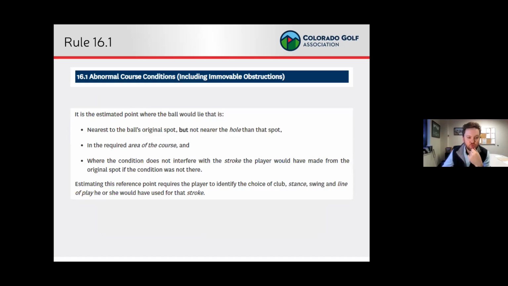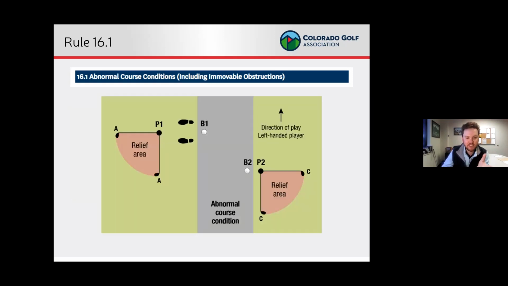But getting back to the rule, estimating this reference point requires the player to identify the choice of club, stance, swing, and line of play he or she would have used to make that stroke. So going back to this slide, if you're 150 yards from the hole and let's say it's a wedge, say it's 100 yards from the hole, that area where your ball would lie to where your stance is, is obviously much, much closer than if you had 250 and had to hit a 3-wood now. That would give you a little more room because that's farther away from your feet.